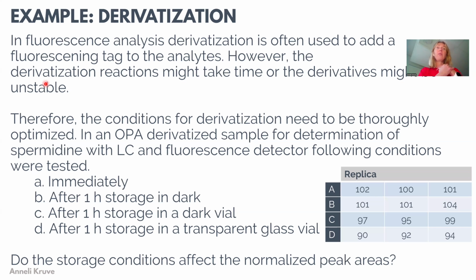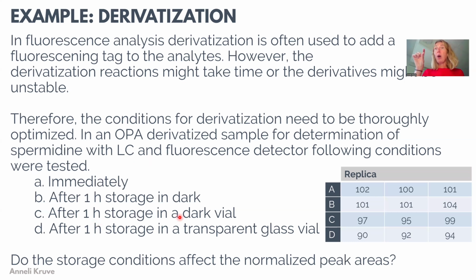And here we have a case where a derivatizing reagent called OPA is used to determine spermidine with liquid chromatography. And the question now is, how should the sample be kept before the analysis with the liquid chromatography coupled to a fluorescence detector? Does the derivatization really need to be done immediately? Can it be stored for up to an hour in dark conditions? Can it be stored 1 hour in a dark vial?